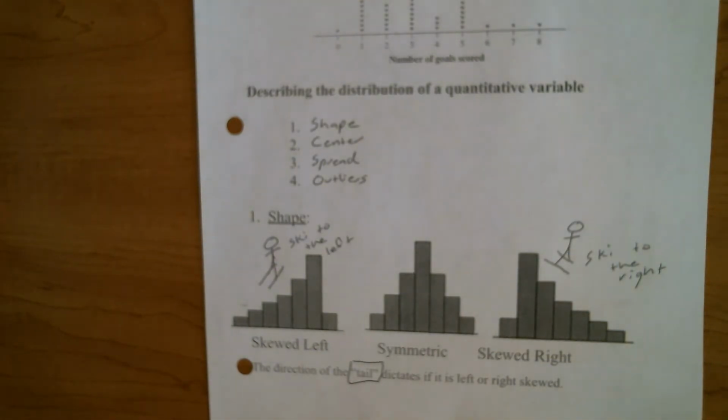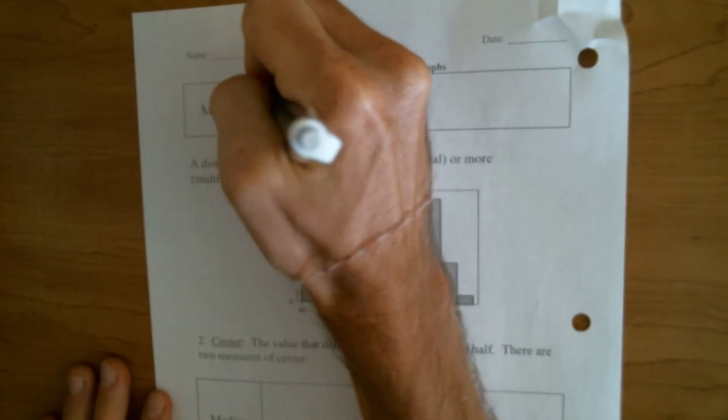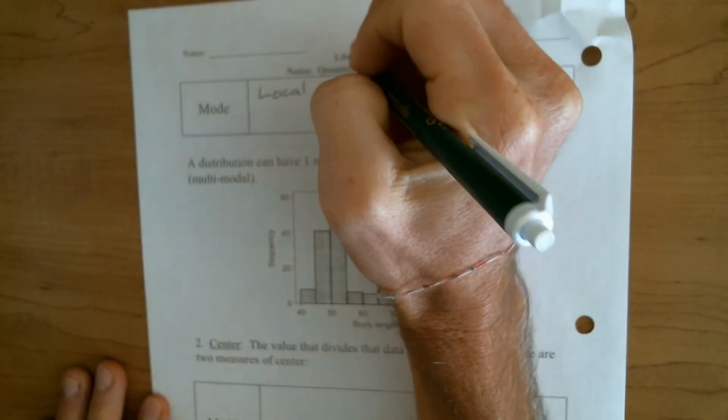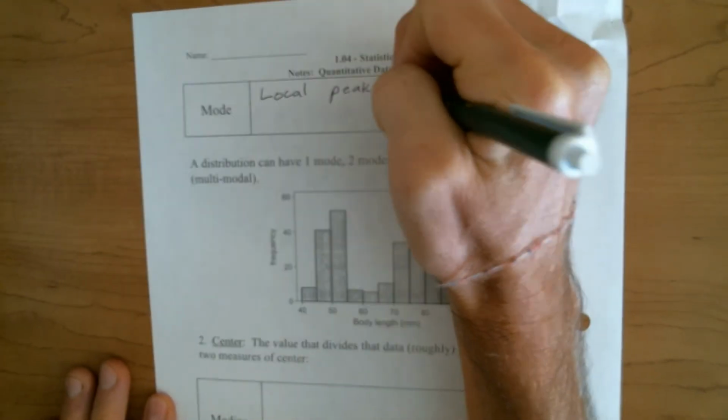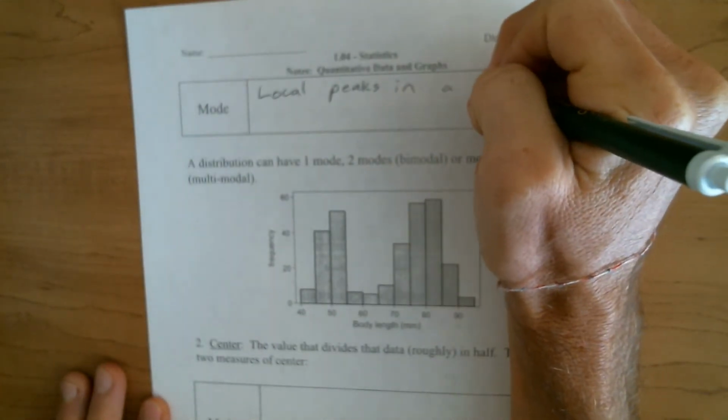The other thing that you can comment about the shape regards the mode. The mode, as you normally think about it, is whatever observation appears the most. Yes, that's still true, but when we're talking about the shape, mode is actually going to be referring to local peaks in a distribution.